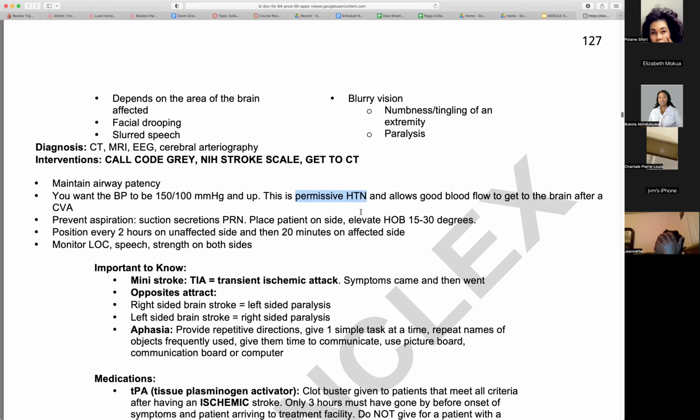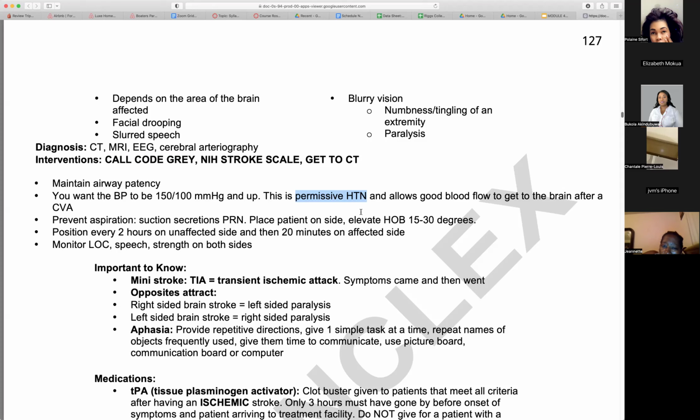So we're going to say the whole scenario one more time to lock it in. Before a stroke, you want the blood pressure normal, because you know high blood pressures lead to stroke. After a stroke, you want it slightly high, because you want good blood flow to the brain to help in the healing process. This is called permissive hypertension. The only exception after a stroke where you don't want the blood pressure high is if TPA was given.